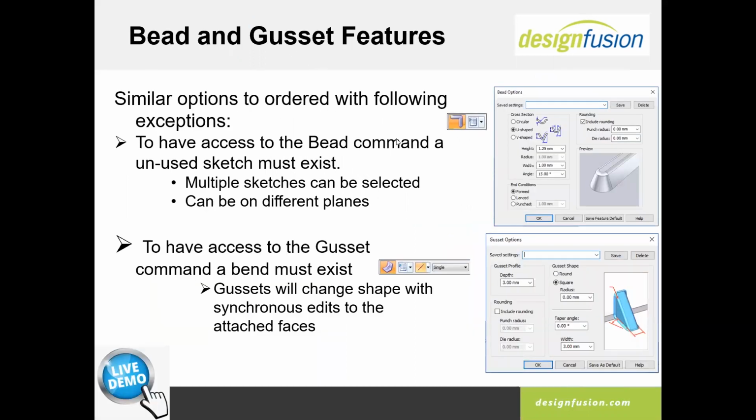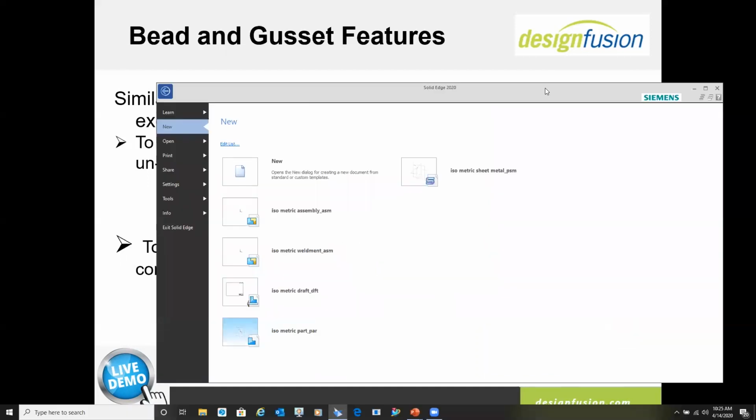And of course, our bead and gusset commands, very similar dialogues, if not identical. The only limit with the gusset command is you can't create a user-defined gusset as of yet. You can only create round and square gussets, which actually covers quite a few of them. Again, keep in mind integrated modeling, we can always utilize the ordered features as well. So let's bring back Solid Edge and have another look at this.